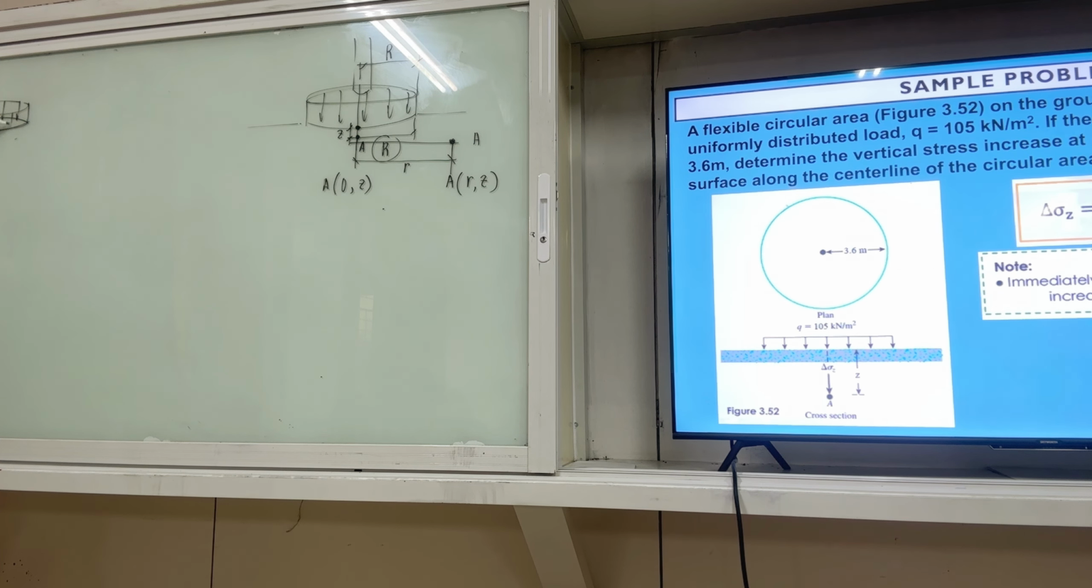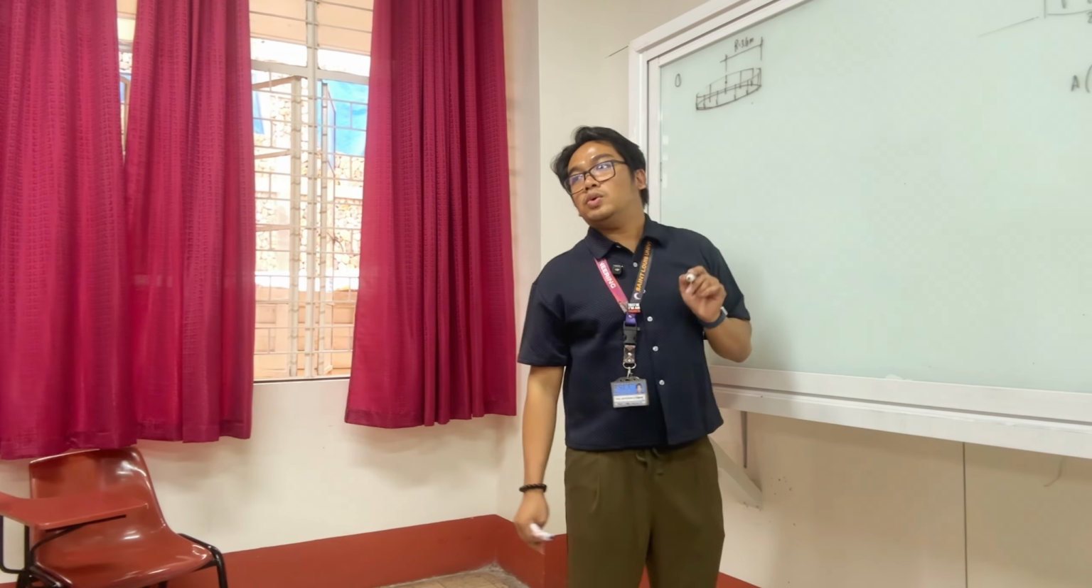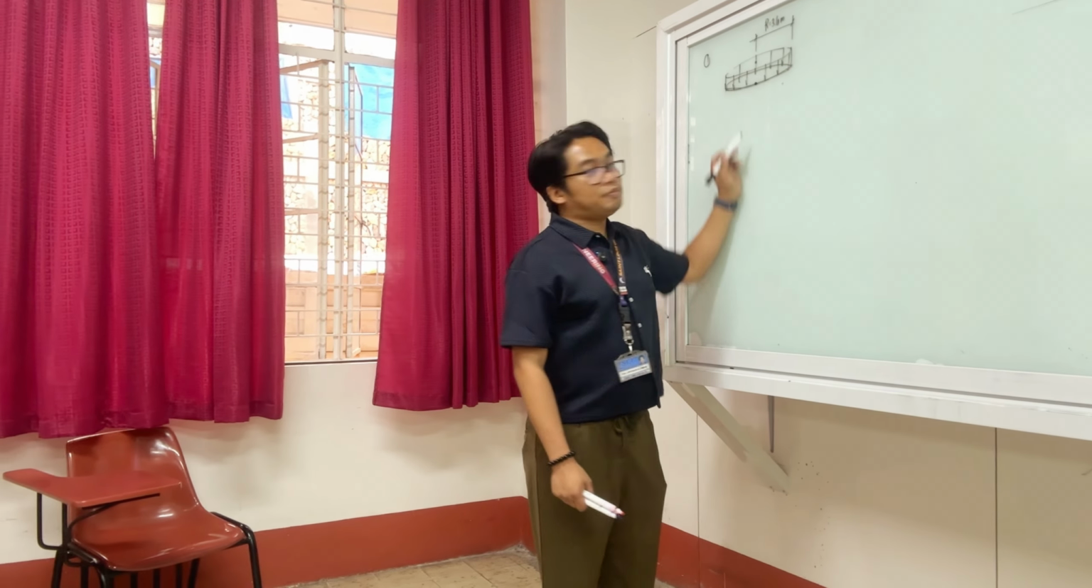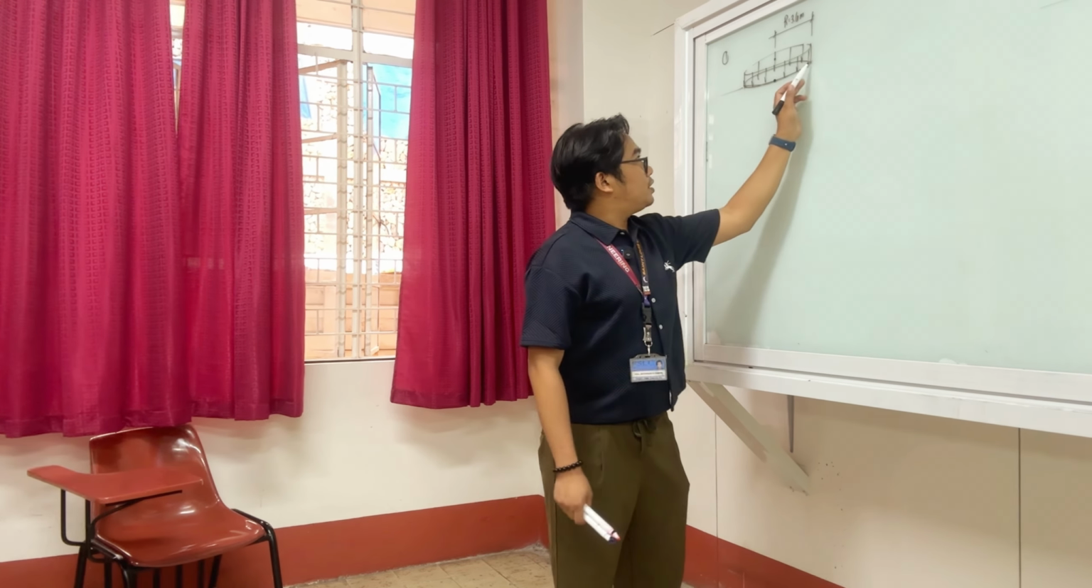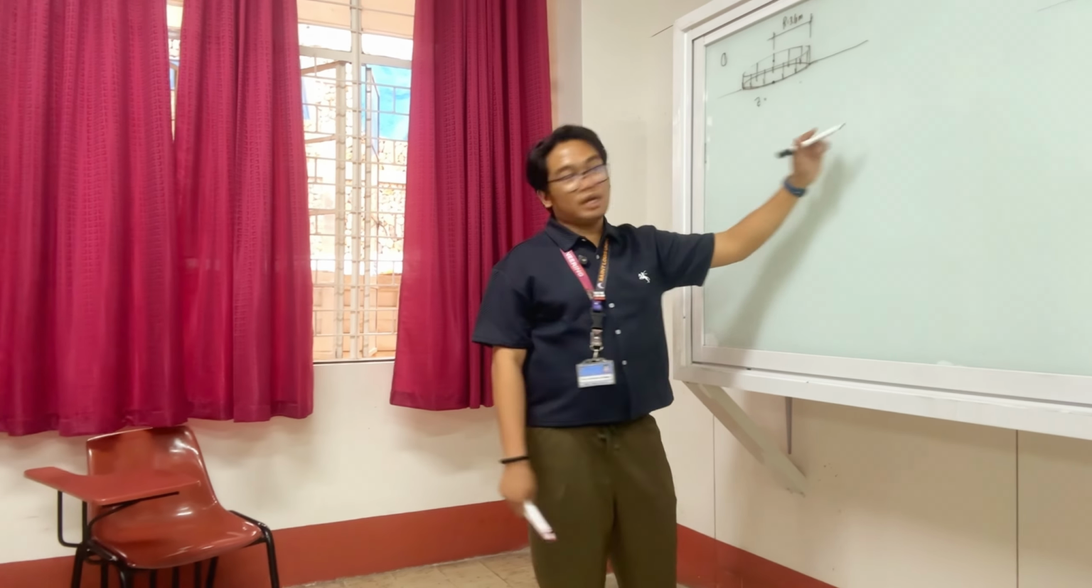Okay, uniformly distributed from center has a radius of 3.6 meters. We are asked to determine the increase in the vertical stress right below the circular area, meaning at this point. So therefore, what will be the depth of Z? What will be the depth of Z? Right below the surface of the circular area.